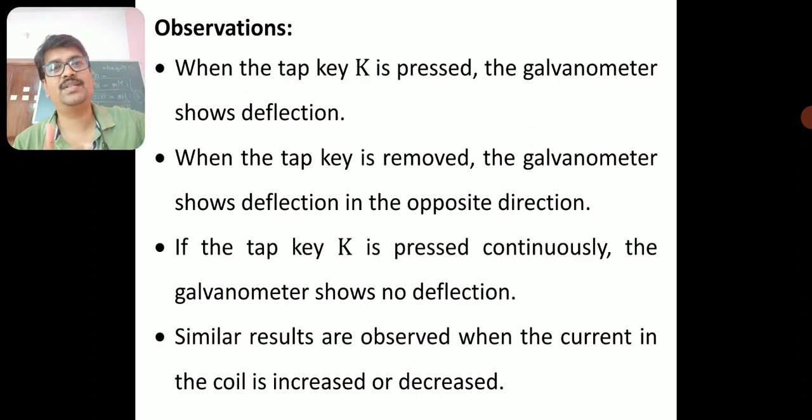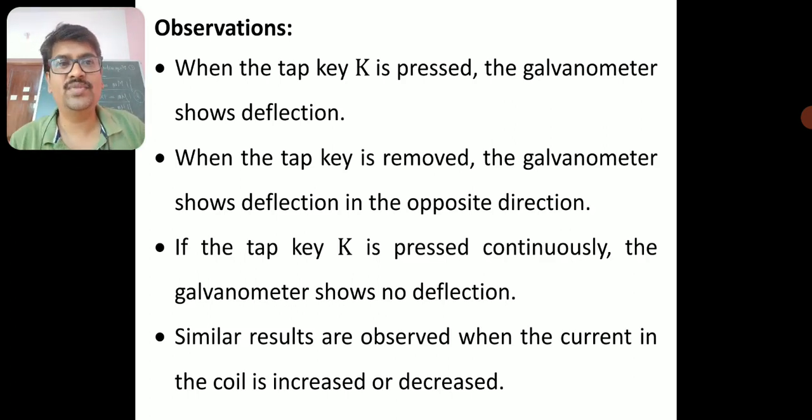If the plug key is pressed continuously, what happens? If you keep on pressing it, the same current flows in the coil, same magnetic lines. There won't be any change in the magnetic lines. In the beginning you can expect a current. After that, the galvanometer does not show any deflection. So that clearly states that when you are not changing the flux, you cannot expect any induced current or any induced EMF.